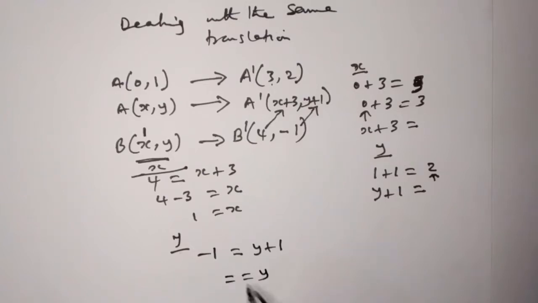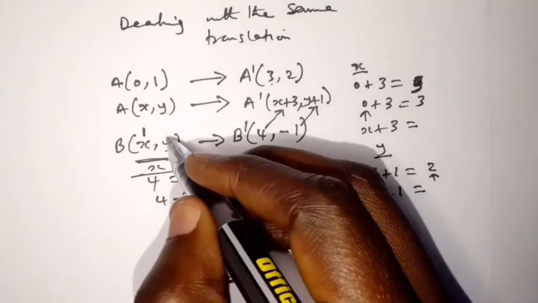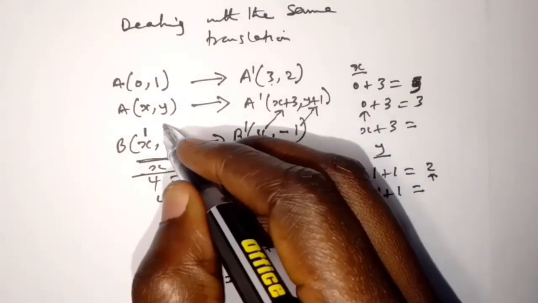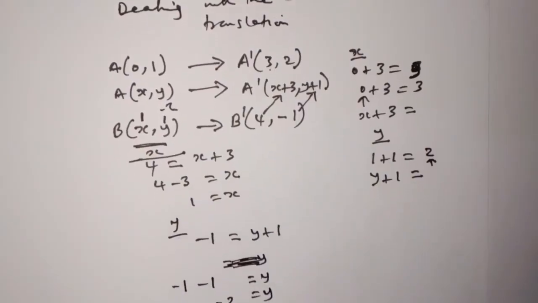Y is equal to, we bring positive 1 this other side, it becomes negative. So we can say that this is negative 1 minus 1 is equal to y, y is equal to negative 2. So the coordinate here, y is going to be negative 2.